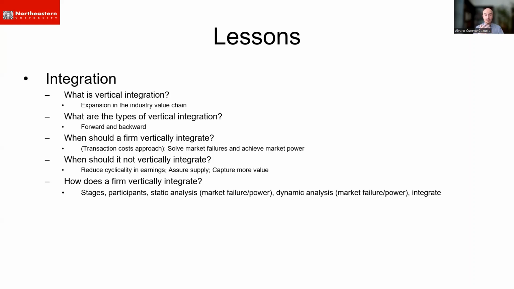And then finally, in the process, how do we analyze this? What are the stages within the industry value chain? What are the participants who are there? Because all of this is strategic. Depending on who they are, there might be an opportunity for opportunism or collaboration and reliance on others. Static analysis of market failure and power, dynamic analysis, and then a decision on particularities of integration.